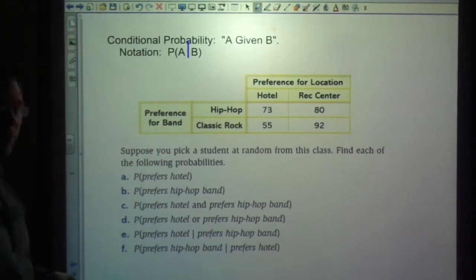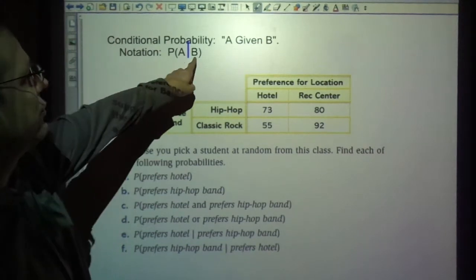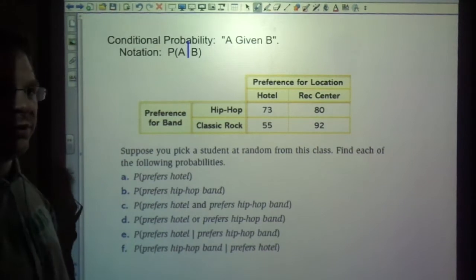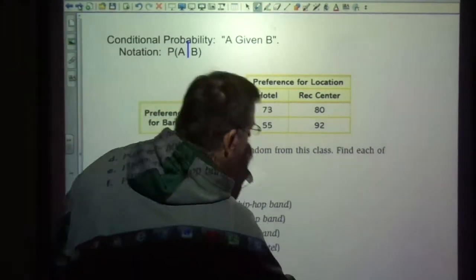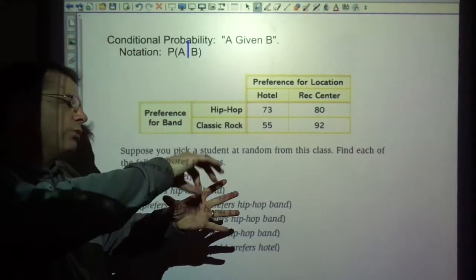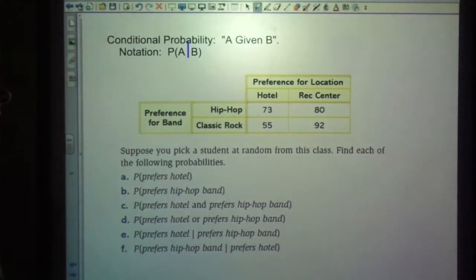What conditional probability says is, if you see this notation, it means out of this group, if I already know B about the person, what's the probability that A happens? So if I take all the people for which B is true and put them all in a room, now out of those people, if I choose one person, what's the probability that I get A?